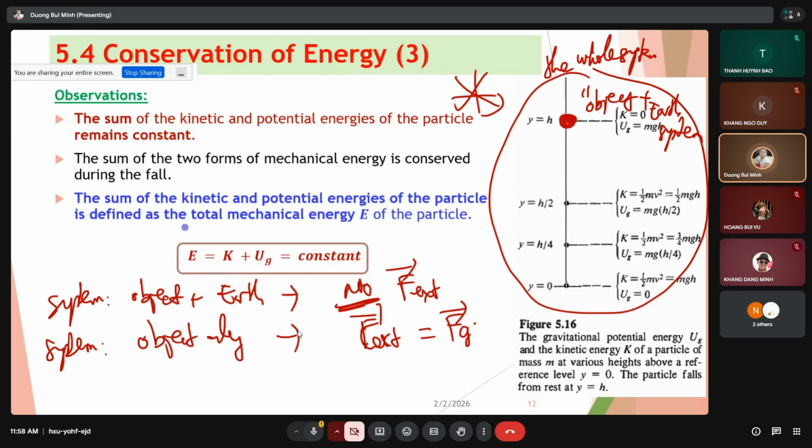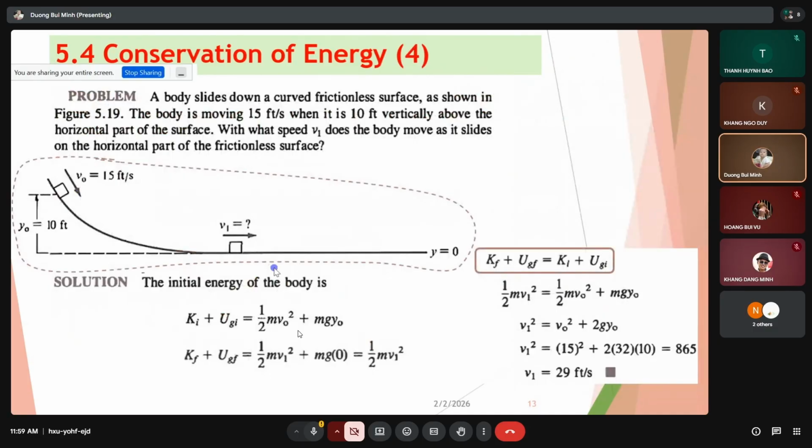Here we have the sum of kinetic and potential energies of the particles, which gives the total mechanical energy E. E is to be constant. So E is the sum of kinetic energies and gravitational potential energies, and E is constant. Example, three minutes. Try to understand this example. Very easy.